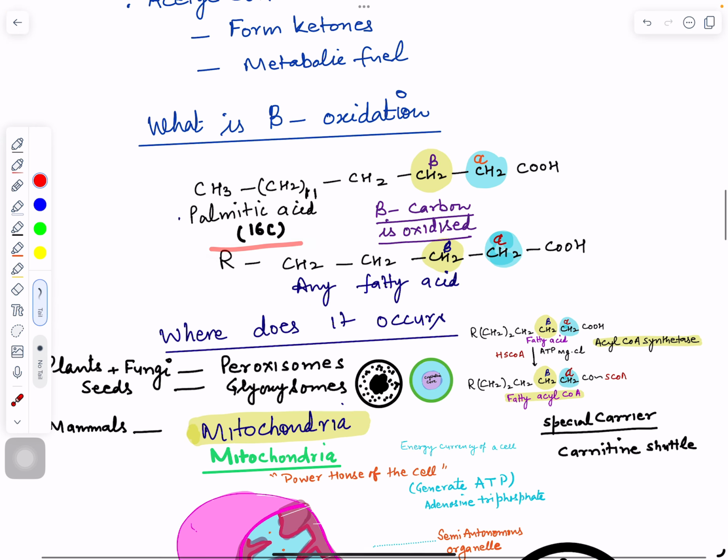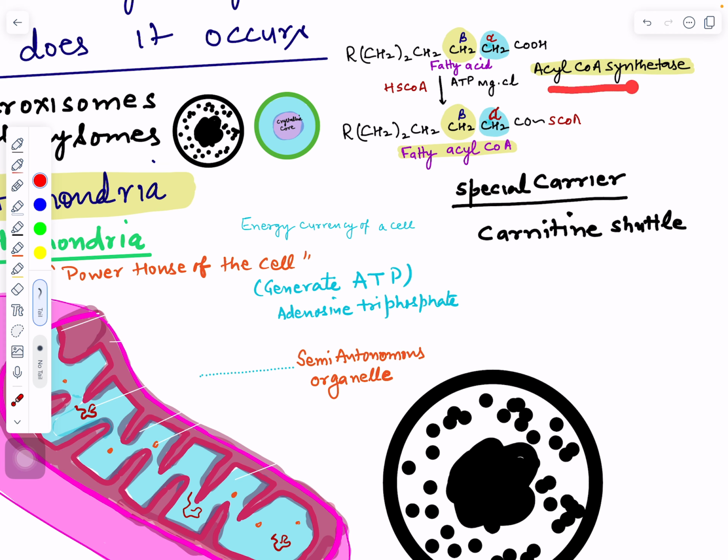First, any fatty acid which has to enter into the mitochondria is activated. Like this is any fatty acid. Now acyl coenzyme A synthetase enzyme will activate this fatty acid, and here at this part a squiggle bond and coenzyme A is added. So this is called fatty acyl coenzyme A, and for this, energy is required in the form of ATP because coenzyme A is being added. So this is being added here, and magnesium and chloride ions are also required for its activity. So fatty acyl coenzyme A becomes activated.